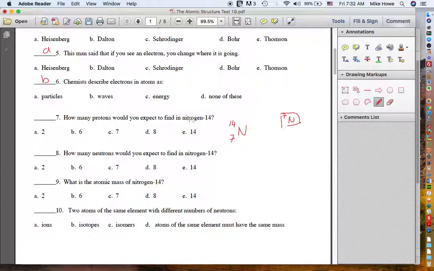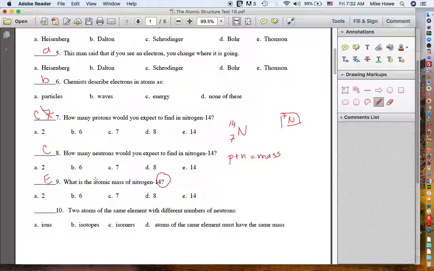Since its atomic number is 7, it has 7 protons. And then protons plus the neutrons equals the mass. So if it's 14 and there's 7 protons, then there must also be 7 neutrons. Oops, that was C. The atomic mass of nitrogen 14, well, that's the mass number, so that is E.